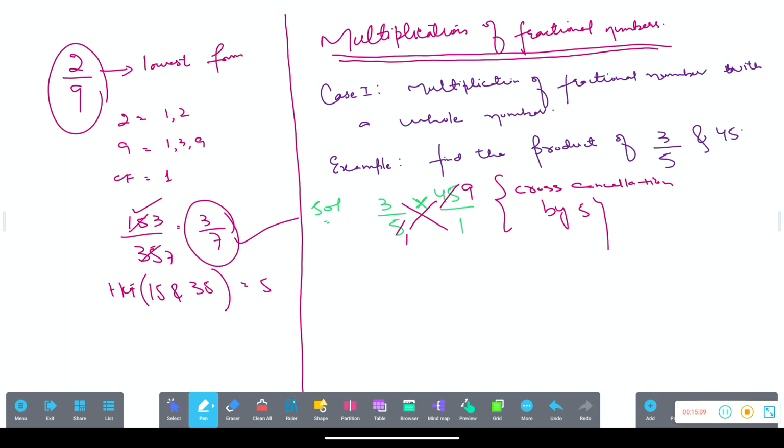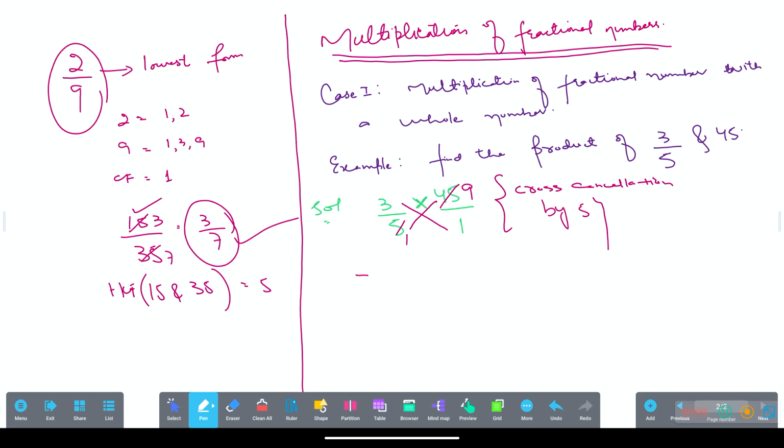So cross cancellation we have done by 5. What actually is meant by cross cancellation? Cancelling the numerator of one fraction with the denominator of another fraction, or cancelling the denominator of one fraction with the numerator of another fraction. If that is possible, you have to do it in the multiplication. Now it happens between 5 and 45, we call it cross cancellation by 5.